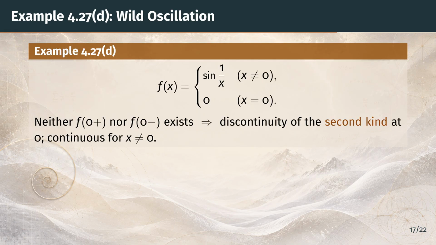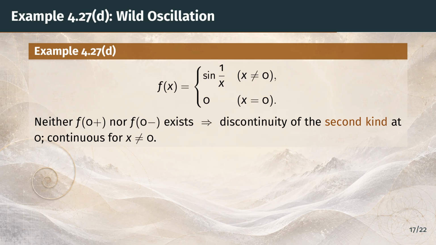Our last example is sine of 1 over x, with the value patched to be 0 at the origin. As x gets close to 0, 1 over x races off to infinity, so the sine oscillates faster and faster between minus 1 and 1, infinitely many times in any tiny interval around 0. The values never approach any single number, so neither the right-hand nor the left-hand limit exists. That makes 0 a discontinuity of the second kind.